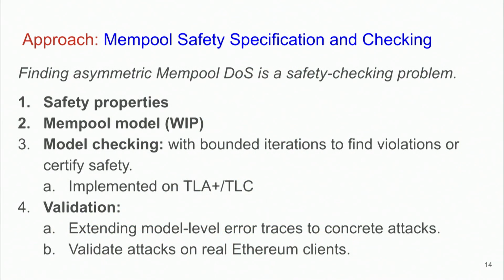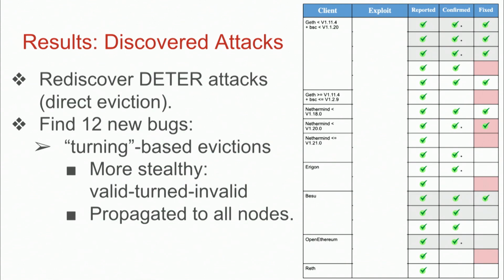So we implement the model and the safety property in TLA+, and we run the TLC model checker with bounded iterations to find either violations or present a formal certification of system safety. If a violation is found, we extend the model-level error trace into concrete attacks, and then we validate the concrete attacks on real Ethereum clients. Using our automatic tool, we are able to rediscover DETER attacks on older versions of Ethereum clients. On top of that, we are also able to find 12 new memory pool DoS-related bugs.